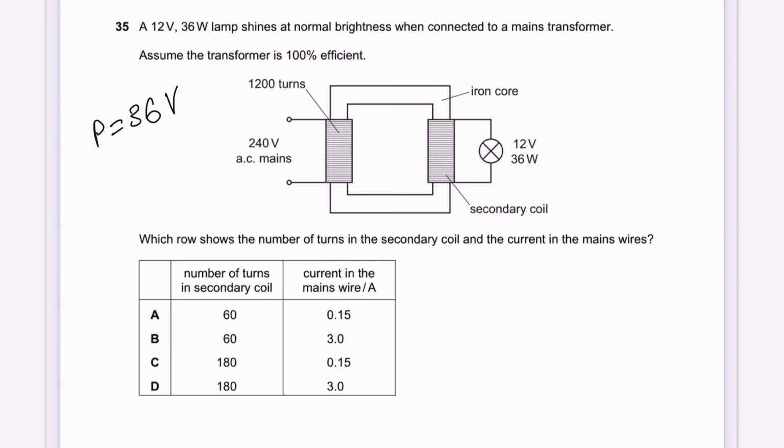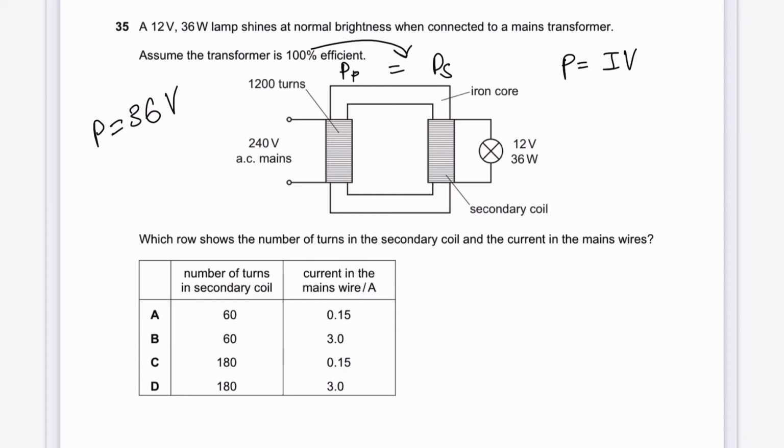Now you know that power remains constant regardless of the primary or secondary coil. Power primary is equal to power secondary, because the efficiency is 100%. Now, let's talk about the voltage. P is equal to IV. First we need to find I, then we'll multiply by V to find the power and the current. So first we're going to find the number of turns, and then we can find the current.